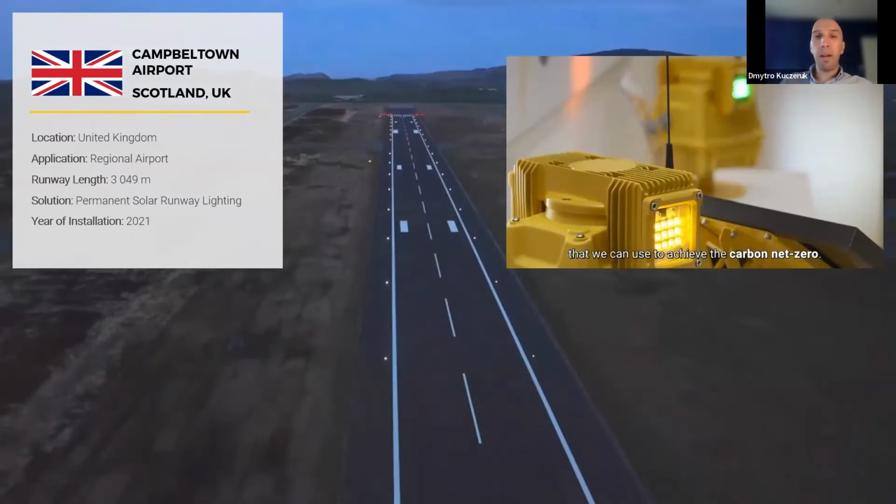So to sum up, I think there are 2 points. Number one, the technology is green and it allows airports to achieve net zero. The second point is simplicity. Simplicity of installation, no electrical infrastructure network to run a solar system.